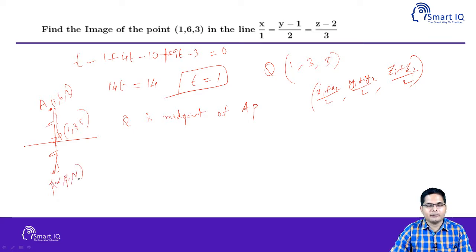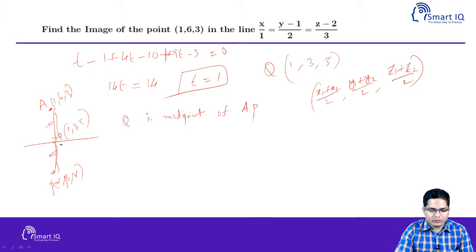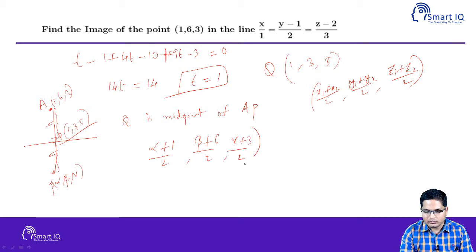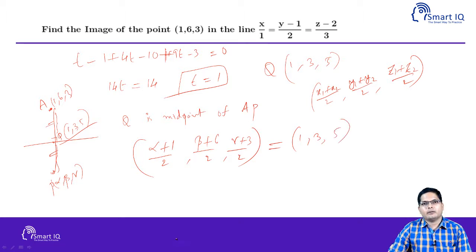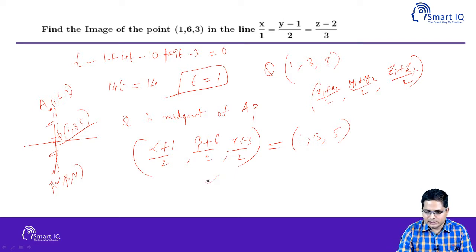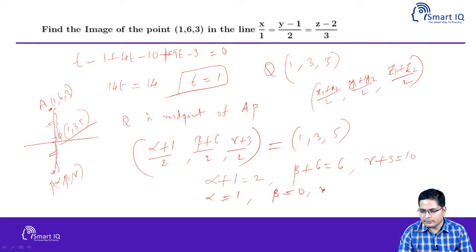So what is the midpoint of alpha, beta, gamma and 1, 6, 3? It is (alpha plus 1)/2 the x coordinate, (beta plus 6)/2 the y coordinate, (gamma plus 3)/2. This should be equal to 1, 3, 5. When two coordinates are equal, the corresponding x and y coordinates should be equal. So just equate: alpha plus 1 is 2, beta plus 6 is 6, and gamma plus 3 is 10, right? So alpha is 1, beta is 0, gamma is 7.